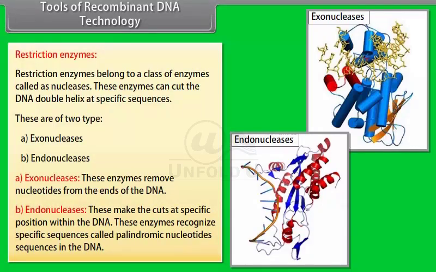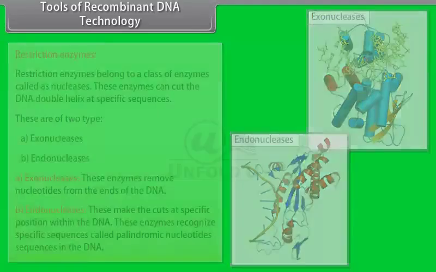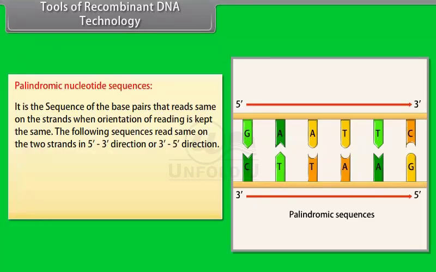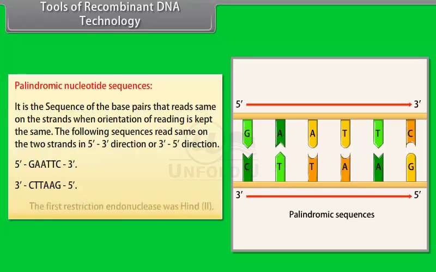These enzymes recognize specific sequences called palindromic nucleotide sequences in the DNA. Palindromic nucleotide sequences are the sequence of the base pairs that read the same on the two strands when orientation of reading is kept the same. The following sequences read the same on the two strands in 5' to 3' direction or 3' to 5' direction. 5' GAATTC 3', 3' CTTAAG 5'. The first restriction endonuclease was Hind2.